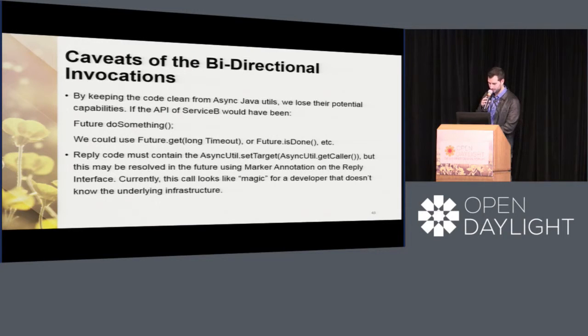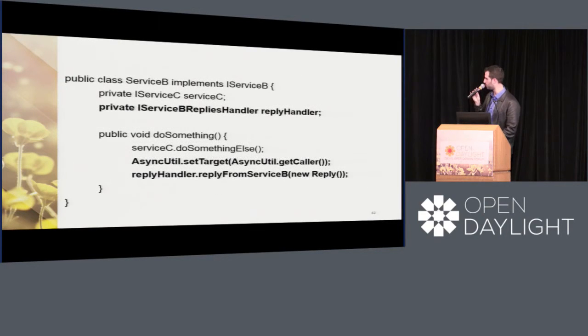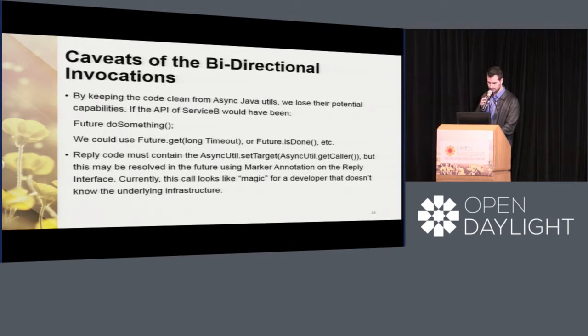Currently, let's say a developer opens the code and sees this. It kind of looks like magic. Like, what's that call? Async util set target. It looks like magic, right? So that's another caveat. We might fix this in the future.